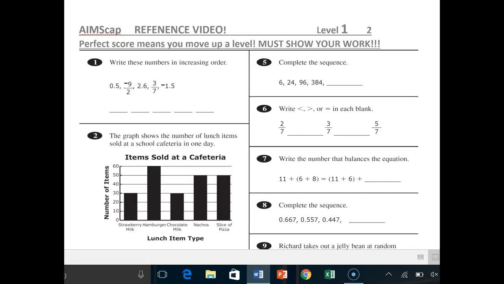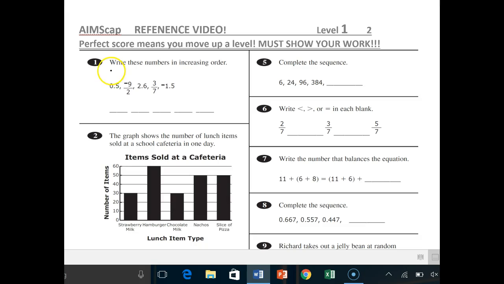So this is the AIMScap, which stands for Concepts and Applications. So it's taking the computation and foundational number fluency skills that we have and trying to put them into practice. So a problem like number one will always ask you to put something in order. In this case, it's increasing order, so from least to greatest.